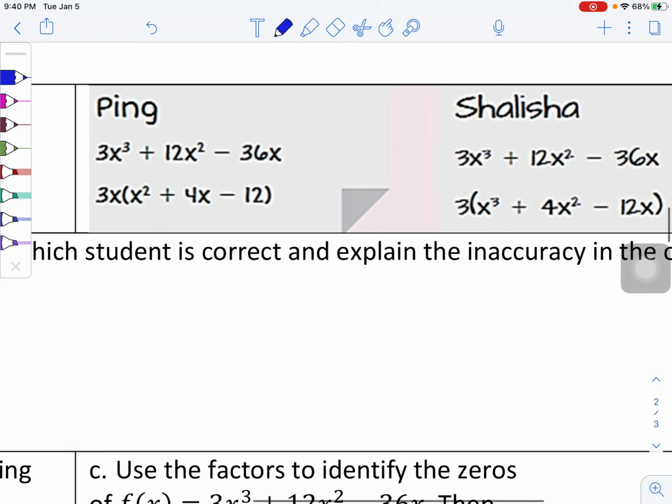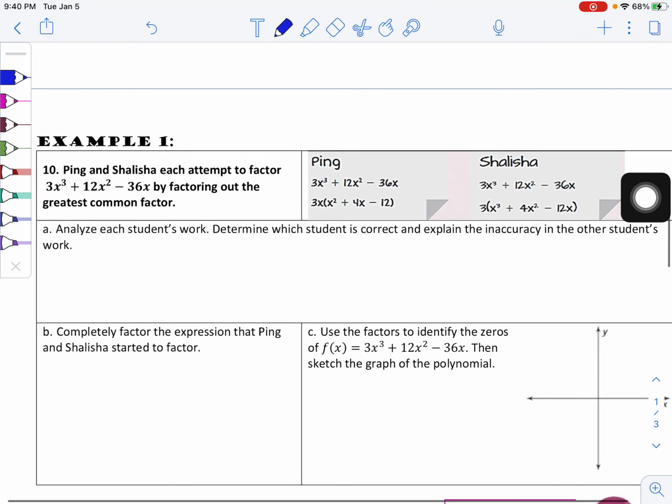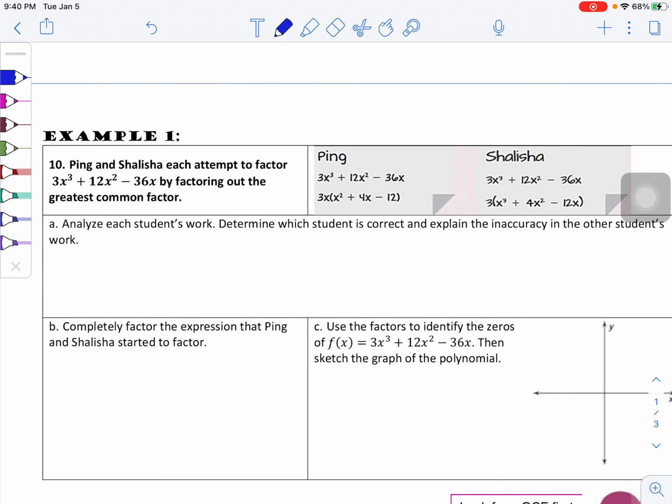So let's zoom in a little bit. Okay, so Ping here said that these three terms could all be divided by 3x. So let's see, x squared, 4x, and yep, that would be negative 12. Celicia said that each of the three terms could be divided by 3, which is accurate. However, because we're supposed to be factoring out the greatest common factor, Celicia left behind, if you look at these three terms right here, there's an x in all three of them, which means that there is a GCF, or a common factor of an x, that she did not take out.